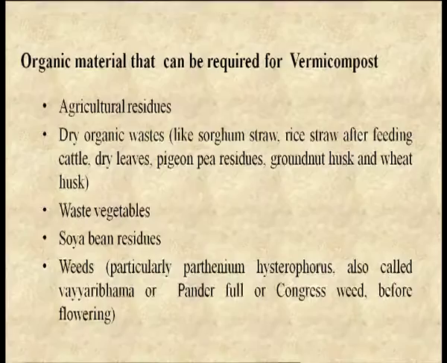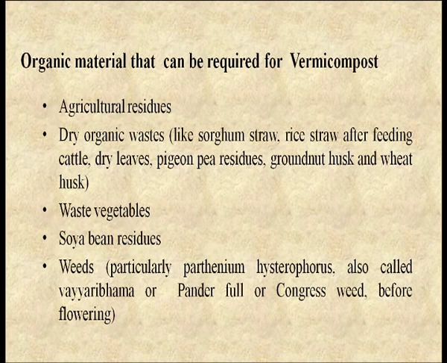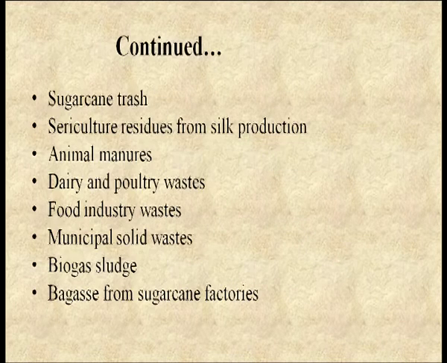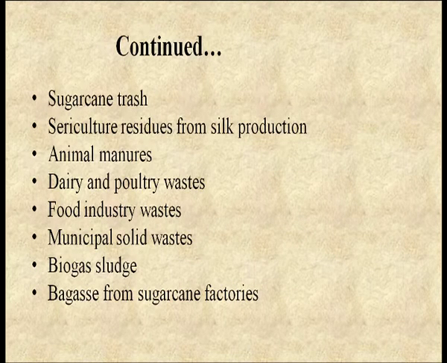Now, we would like to talk about organic materials that can be required for vermicompost. It can be agricultural residue, dry organic waste, waste vegetables, soya bean residues, weeds, sugarcane trash, sericulture residue from silk production, animal manures, dairy and poultry based waste, food industry waste, municipal solid waste, biogas sludge, and residues from sugarcane factories.